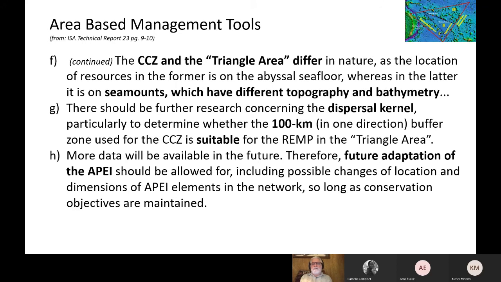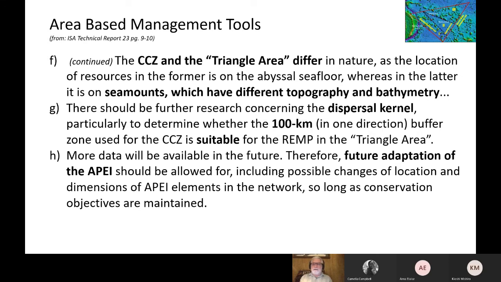Also, the CCZ process, while it's a good touchstone to begin with, differs substantially from the triangle area. It has different topography, different bathymetry. Also, the dispersal kernels that you would expect may be different in the triangle area versus the CCZ. And finally, the last point is that we should have future adaptation of the APEI design into the future.